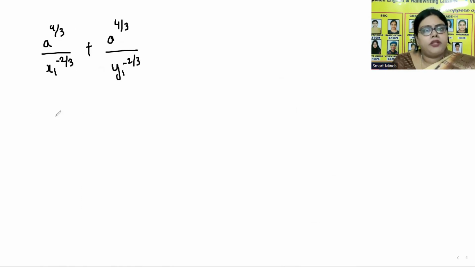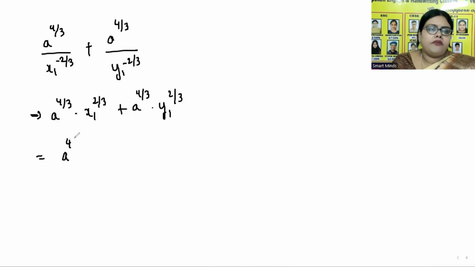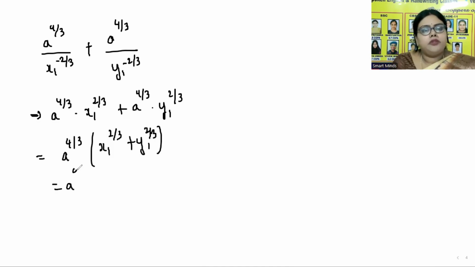If I bring the denominator up, what will you get? A power 4 by 3 into x1 power 2 by 3 plus a power 4 by 3 into y1 power 2 by 3. Now that is equal to, if I take a power 4 by 3 common, x1 power 2 by 3 plus y1 power 2 by 3. But from the question we know that x1 power 2 by 3 plus y1 power 2 by 3 is a power 2 by 3. Now we can add the powers. 4 by 3 plus 2 by 3, that is 6 by 3. 6 by 3 is nothing but 2.